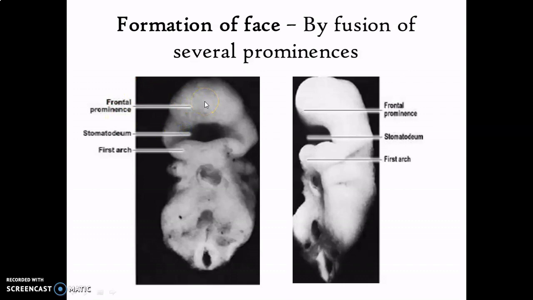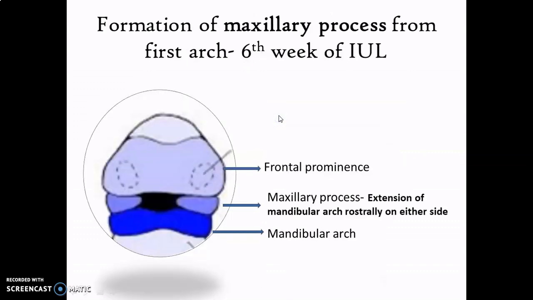The face develops by fusion of several processes or prominences, as I have told you. You can see the stomodium bound above by the frontal prominence, and now below it is bound by the first pharyngeal arch. This is from the frontal view, and in the lateral view also you can appreciate the same features. And now by the 6th week of intrauterine life, there is a rostral extension from the mandibular arch, as you can see here on either side. This extension on either side of the mandibular arch rostrally is known as the maxillary process.